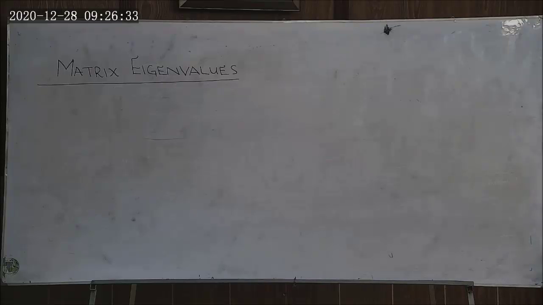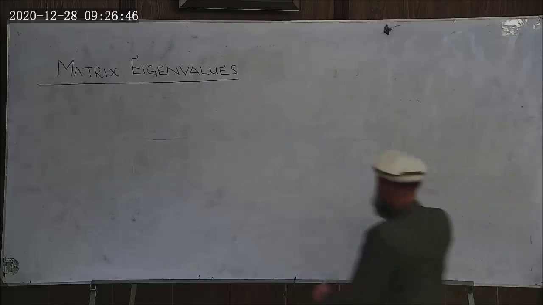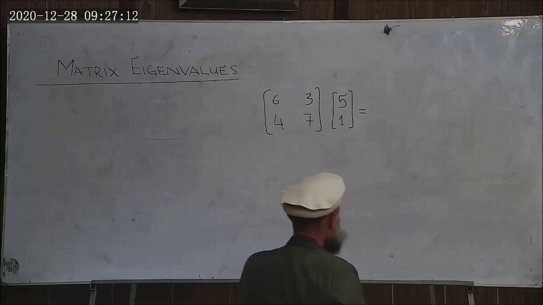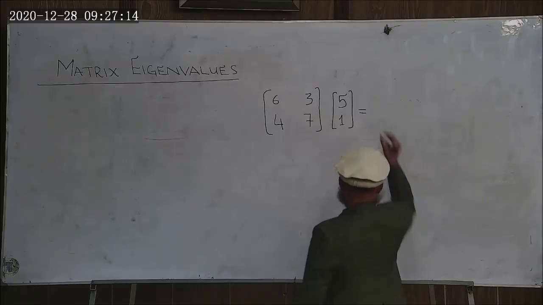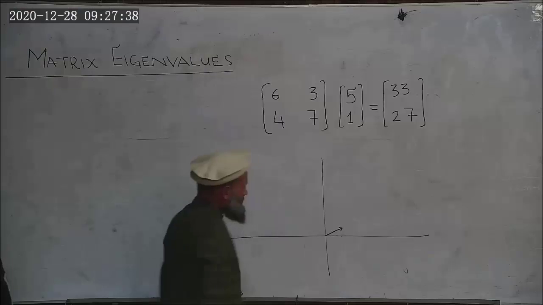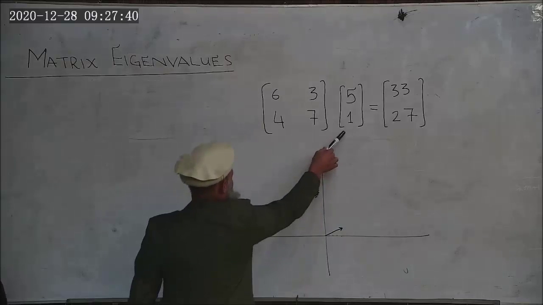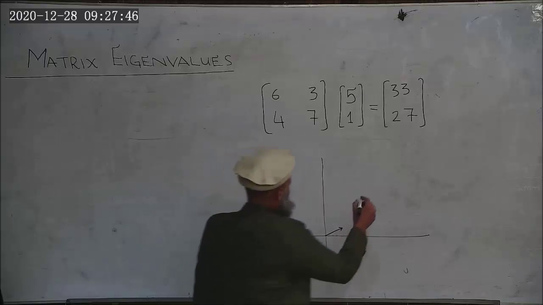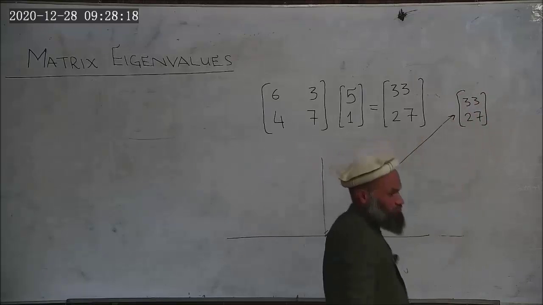You remember that when you multiply a vector with a matrix, it produces two effects, that is a scaling of that vector and rotation. For example, if you multiply this vector by this matrix, then you know how to multiply it. This product is equal to, that is, this vector when multiplied by this matrix becomes this one.